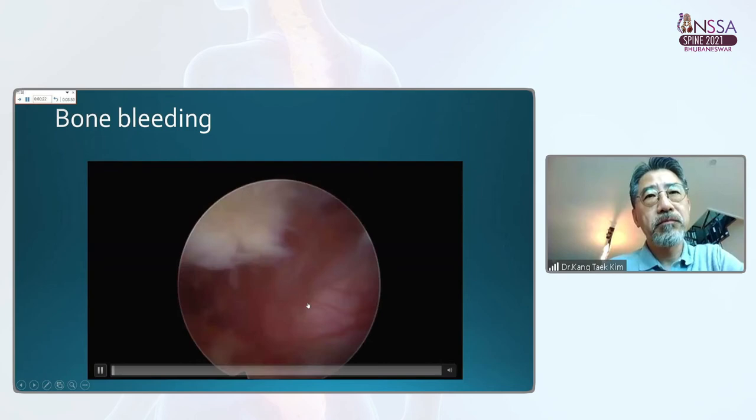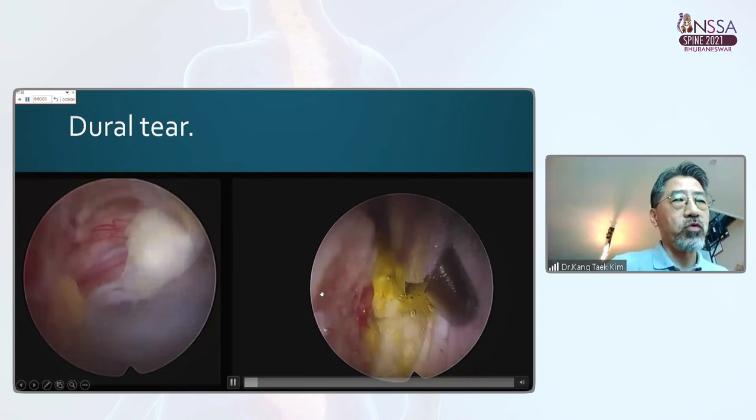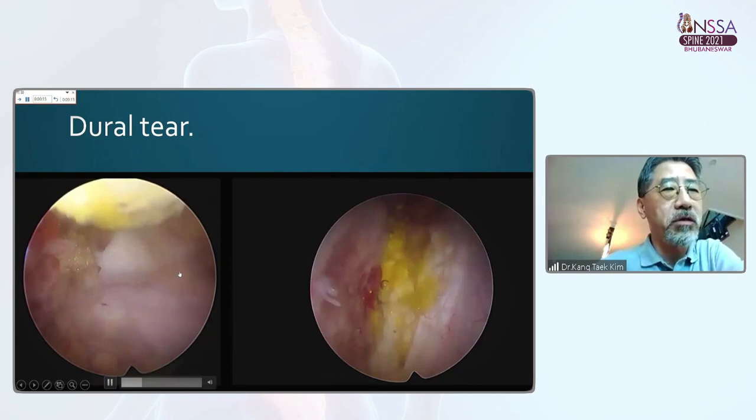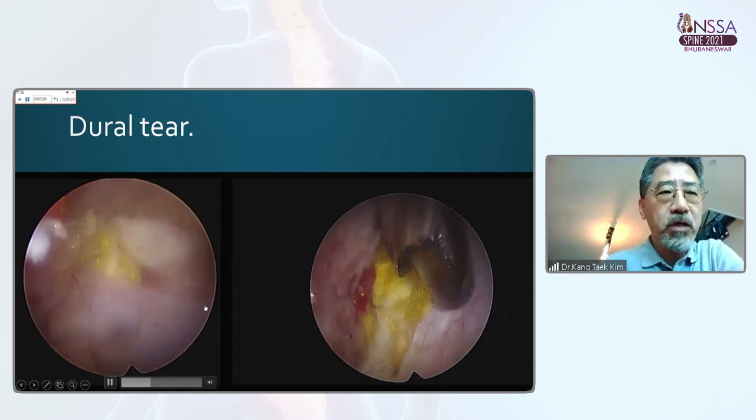And dura injury and root injury will probably be the scariest moment during any spine operation. But fortunately, there was no dural injury during the endoscopic cervical surgery. It's a lumbar case. It's a video of how to seal the dura using a TachoSil fibrin sealant patch.